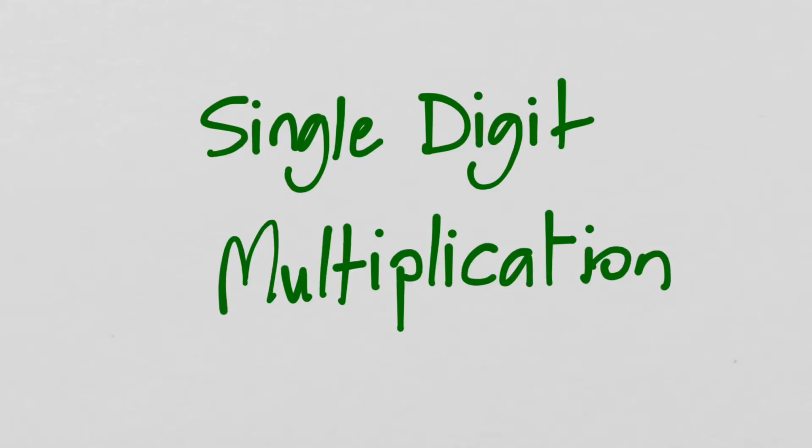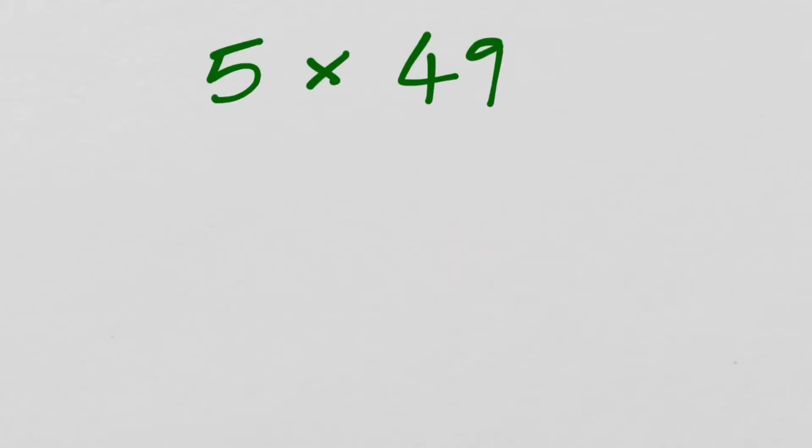All right, single digit multiplication. So we'll take a look at a problem like 5 times 49. When we're looking at this, we're looking at 5 of the 49s. So what does that look like? Let's say you have 49 pieces of candy for one kid, and there are 5 kids, and they each have 49 pieces of candy. How much candy would they have overall? That's what 5 times 49 means.